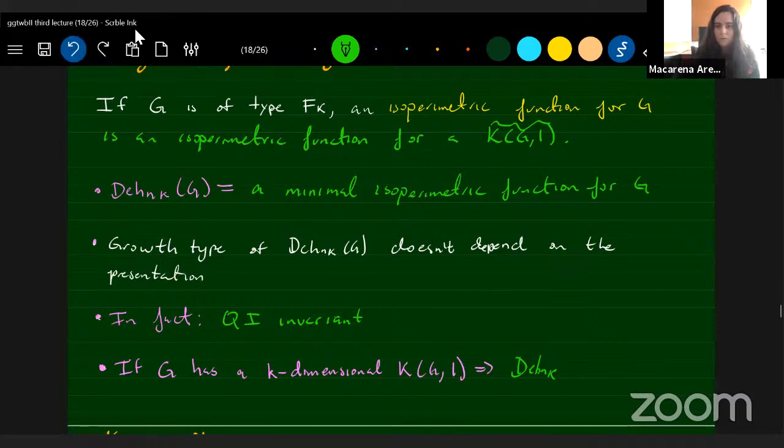How should I put this? Its higher order Dehn functions are going to be linear whenever the order is larger than k, just because if you don't have any cells, there's nothing to do.